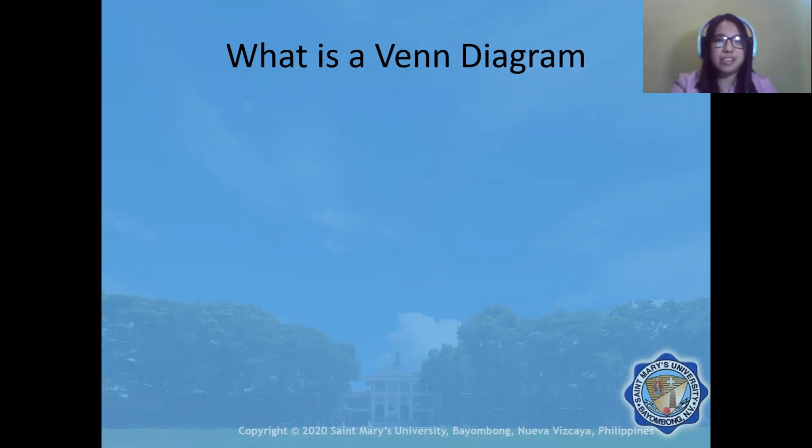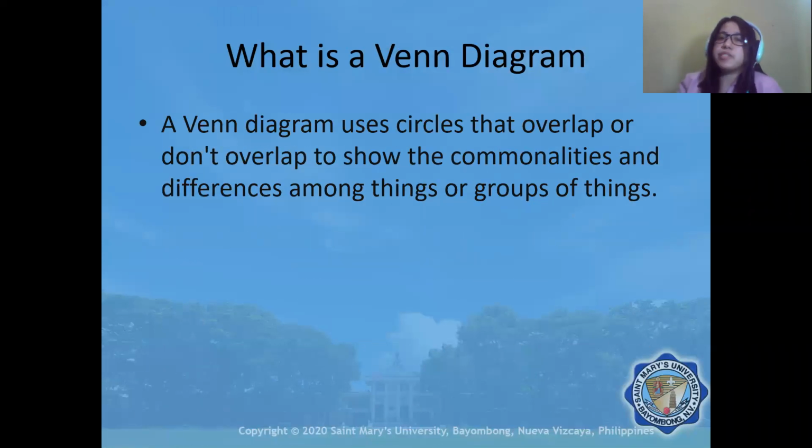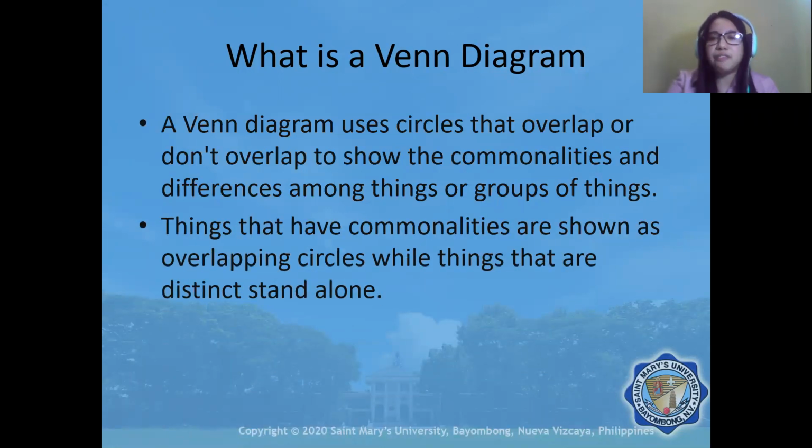So what is a Venn diagram? A Venn diagram uses circles that overlap or don't overlap to show commonalities and differences among things or groups of things. So in our lesson, for example, in sets, wherein different sets contain elements, we can use that to see the intersections, the unions, and all other operations involved. Things that have commonalities are shown as overlapping circles, while things that are distinct stand alone.